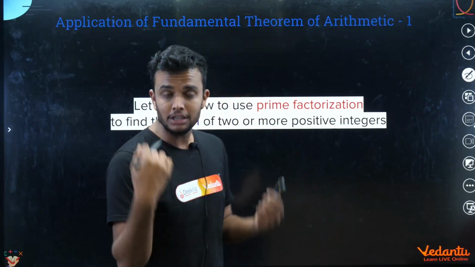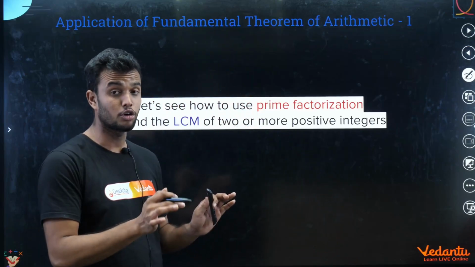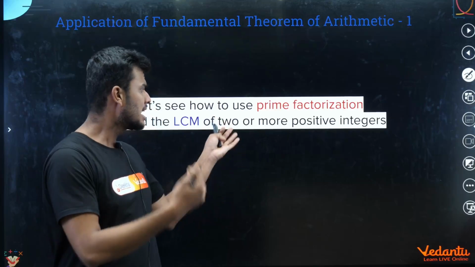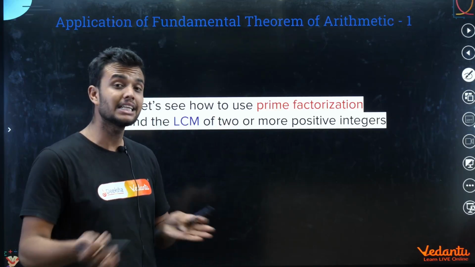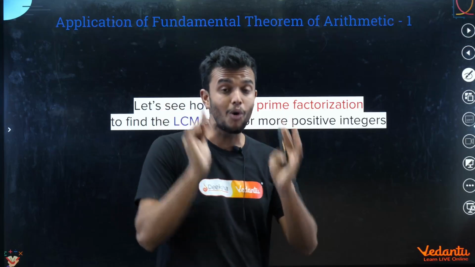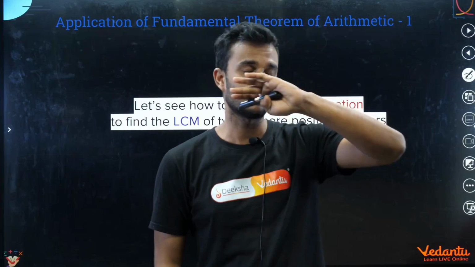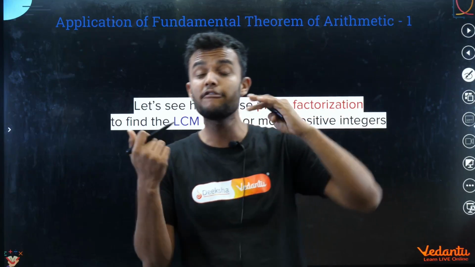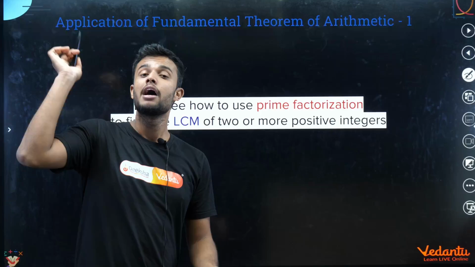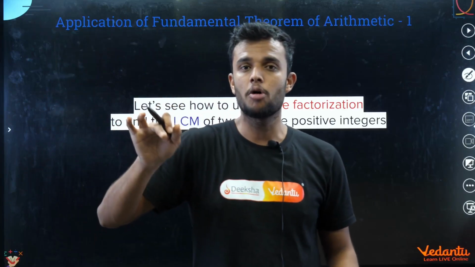HCF and LCM, the procedure is the same, but they are different, sorry. LCM is different, HCF is different. LCM is nothing but least common multiple, right? HCF is highest common factor. But what now, students? The procedure is the same. We need to find out the prime factors. Then for LCM, we need to consider the highest power.